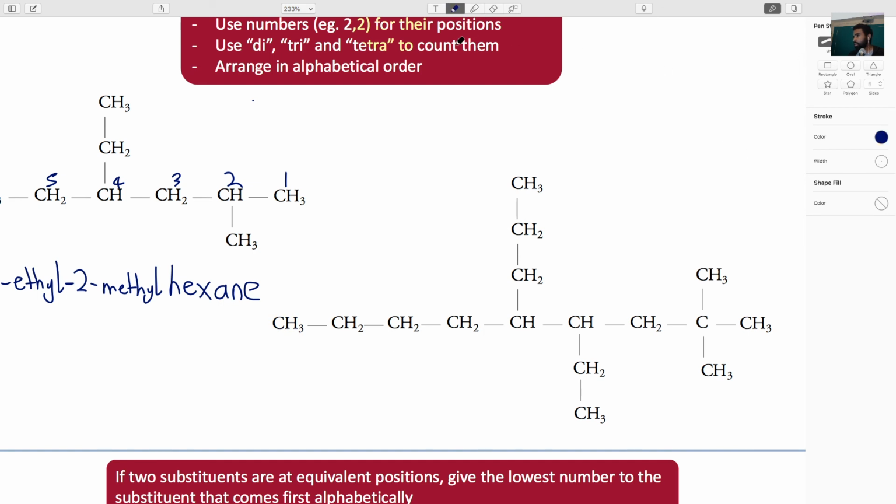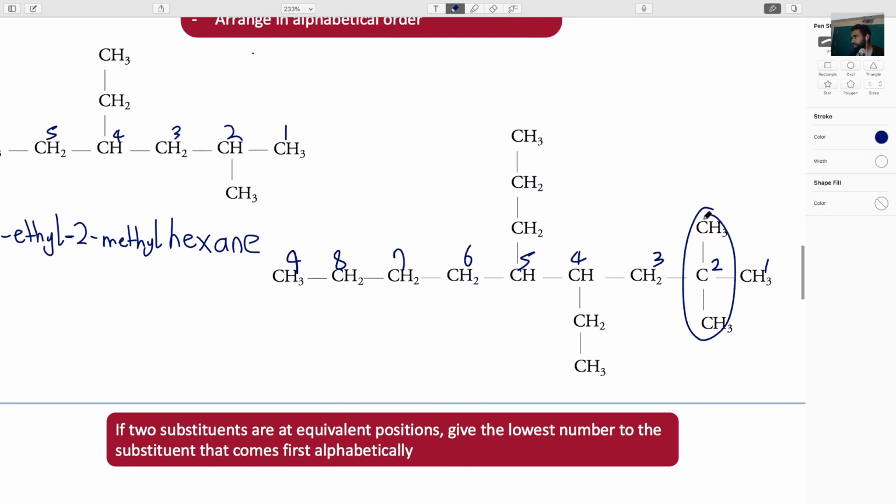And in what order should we number them? Should we go like this, 1, 2, 3, or should we go the other way? It probably looks like we should go the other way, because then we can give these guys very low numbers. So here we go, 1, 2, 3, 4, 5, 6, 7, 8, and 9. And now we can give these guys a number of 2, which is perfect.